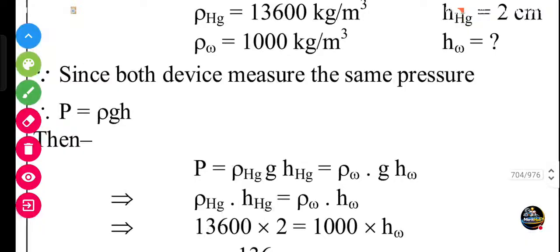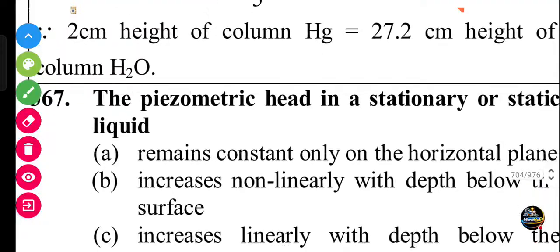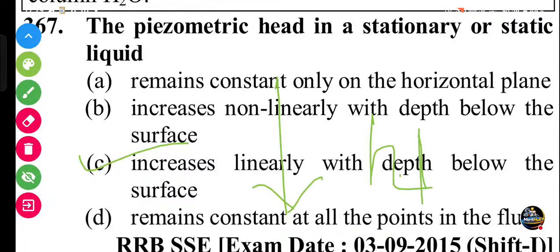This is solved by the hydrostatic law. The piezometric head in a stationary or static liquid remains constant only on the horizontal plane, and increases linearly with the depth below the surface. C is the answer. As depth increases, the pressure increases.